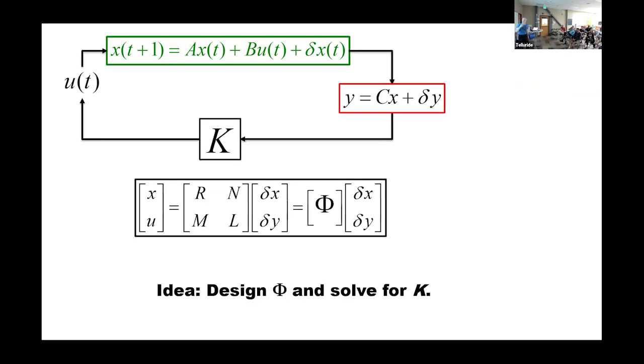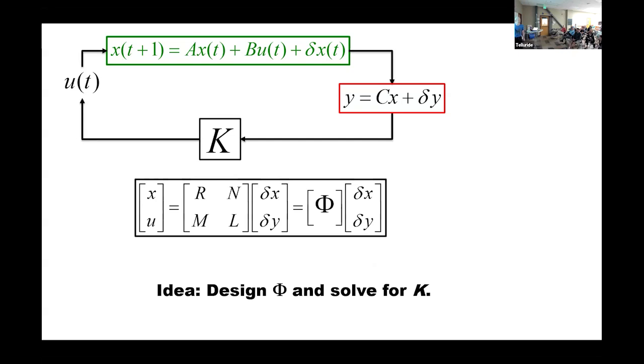Now what I want to do is give you closed loop quantities. So this is X and U as a function of delta X and delta Y. Delta Y is acting here, delta X is acting up here, and this is the closed loop map, and we're going to call it R N M L. This is just the closed loop system, that's all. Why do you put delta X? Because it's differential. X is the state, this is just a perturbation on the state.